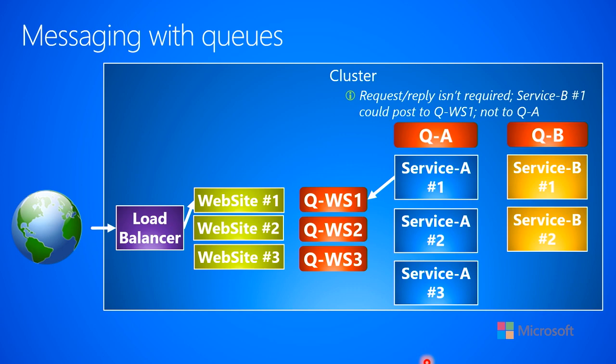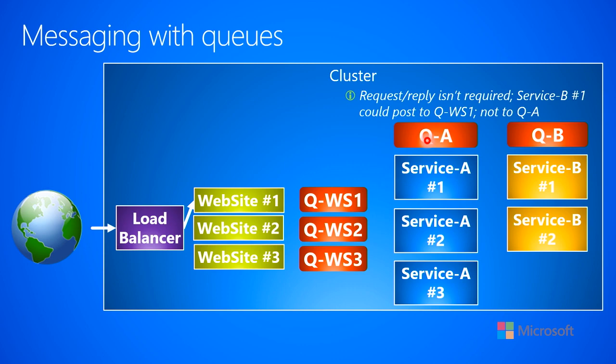Again, this improves efficiency. It reduces network traffic in the cluster. Your customer gets a response faster, right? There's a lot of benefits to doing this. So that's what this node is over here, right? That request reply isn't required in this scenario. Service B instance 1 could post to the queue for website number 1, and it doesn't have to queue to QA, unless, of course, service A needed to do some post-processing after service B was done with its workload. But that depends on what your scenario is exactly.